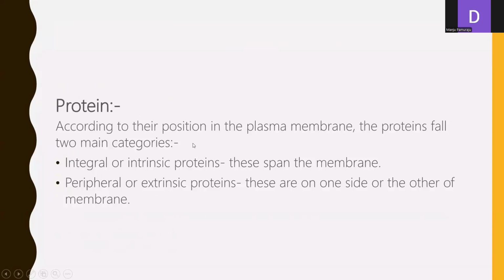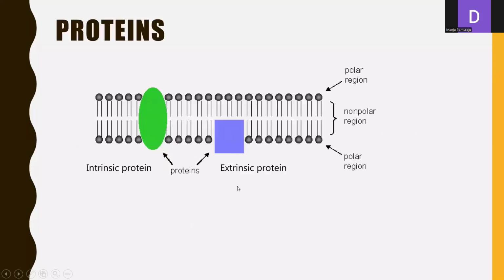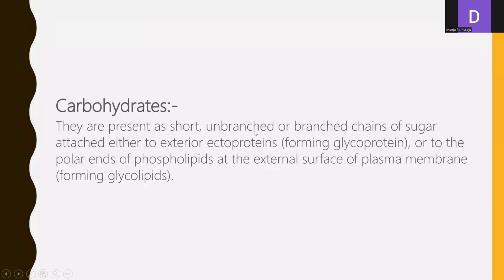According to their position in the plasma membrane, the proteins fall into two major categories: integral proteins and peripheral proteins. Peripheral proteins are extrinsic proteins. Integral proteins span the membrane, they are present inside, and peripheral proteins are on one side or the other side of the membrane. So these are the different types, intrinsic proteins and extrinsic proteins. And these are the lipids, polar region and non-polar region.